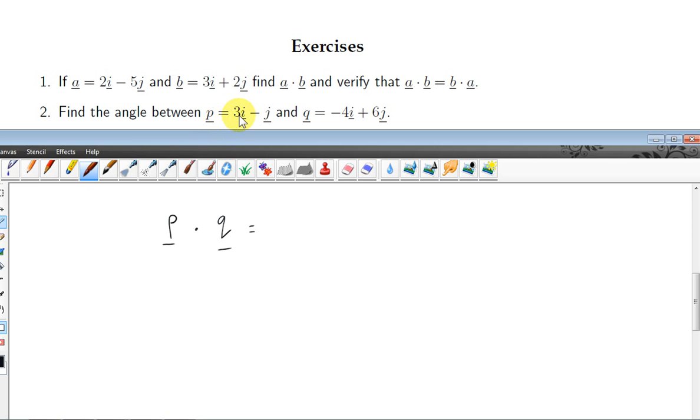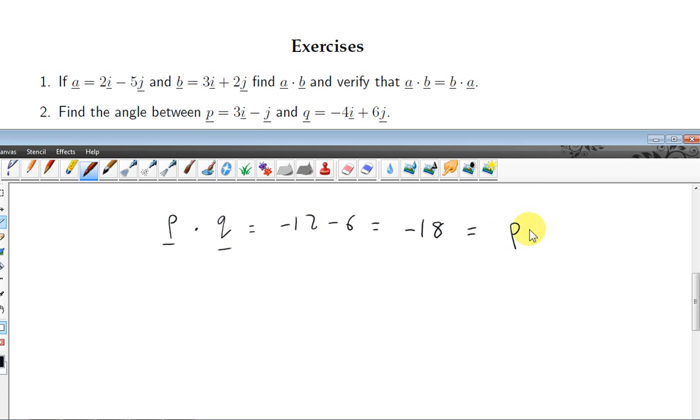In the next example, we are going to get the angle between vectors p and q. So let's look at the dot product. Well, we multiply the i components together. 3 by minus 4 is minus 12. The j components give us minus 1 by 6. So we get minus 18.